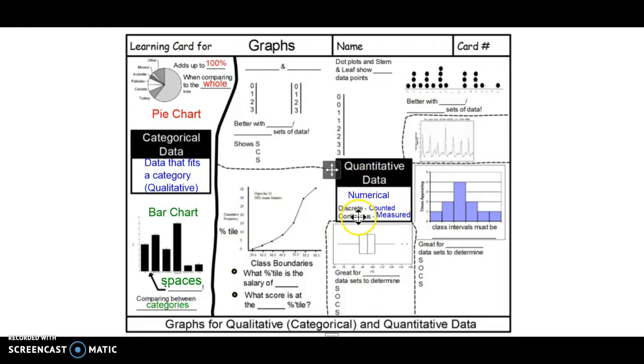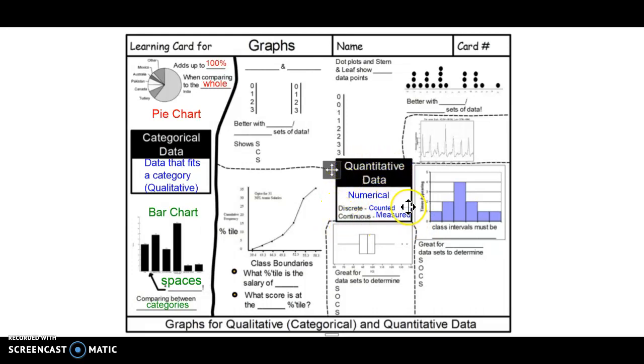Quantitative data that is discrete is counted. Some examples of that might be the number of siblings that you have, or the number of cars that go through a stop sign during a 30-second period. If you are counting the data that you're collecting, that's discrete quantitative data. Now, continuous quantitative data is measured. So a person's weight, a person's height, the amount of water in a water bottle, that's continuous quantitative data.